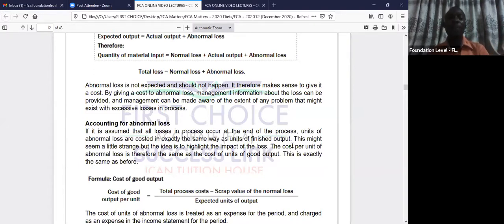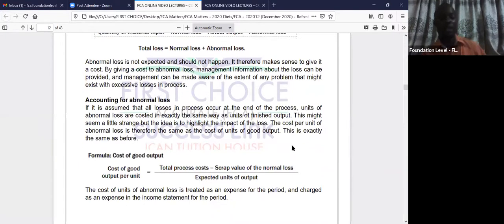So it means that abnormal loss was supposed to become the finished output if there was no abnormal loss. So any abnormal loss you make will be valued at the cost of good product because you are not expecting it. So your good product will be valued, let's say the one we valued at 2.5, that is how you will value abnormal loss. The one we valued at 2.4, that is how you are valuing your abnormal loss. Let's look at an example here.